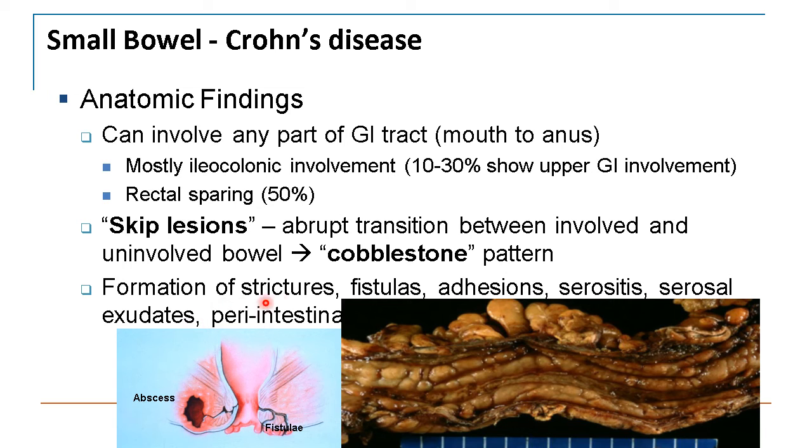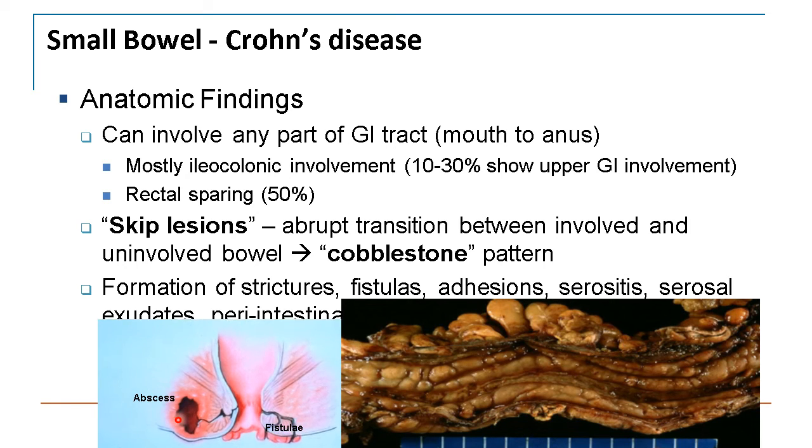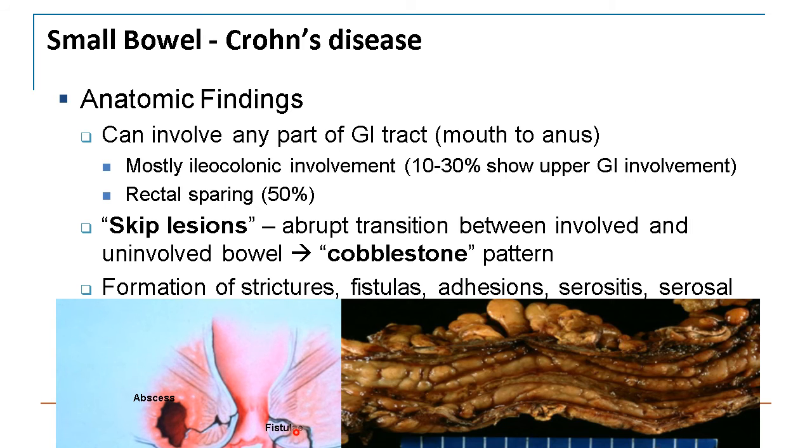There are some complications of Crohn's disease. It can be complicated by formation of strictures, fistula, adhesions, serositis, acute inflammation of the serosa, serosal exudates, and periintestinal inflammation. Here, this is an abscess formation, a representative diagram showing abscess and fistula in a patient with Crohn's disease.